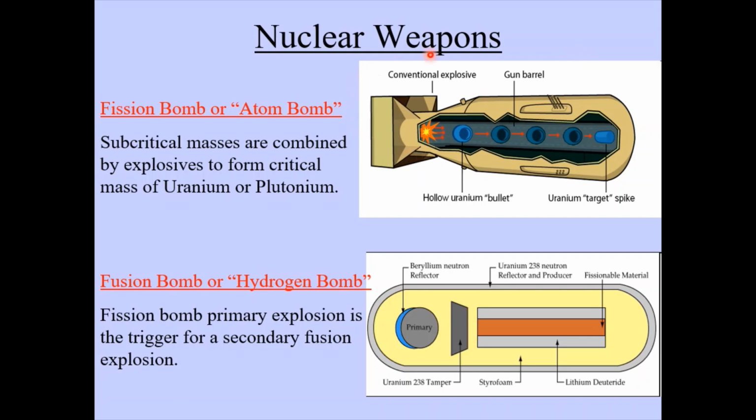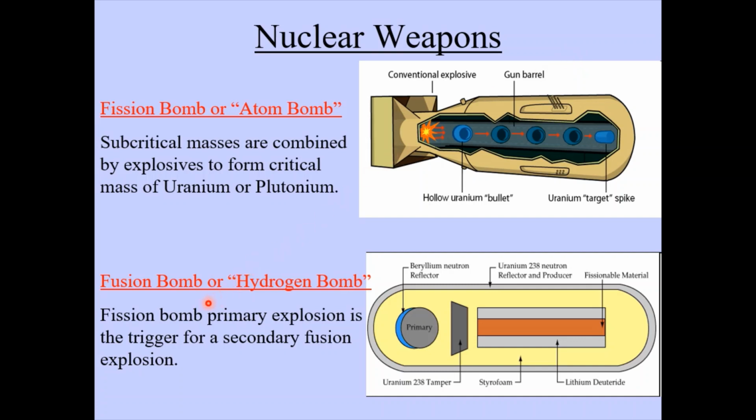So far, fortunately, the world has only seen two atomic weapons used in actual battle, and those were the ones that were dropped on Japan that ended World War II, and they were both fission bombs like this.